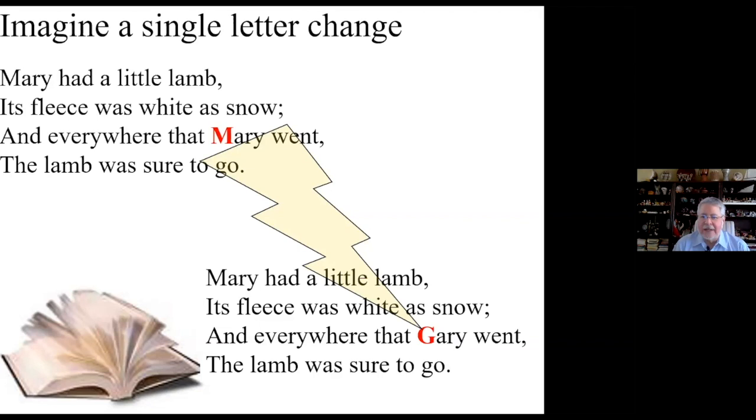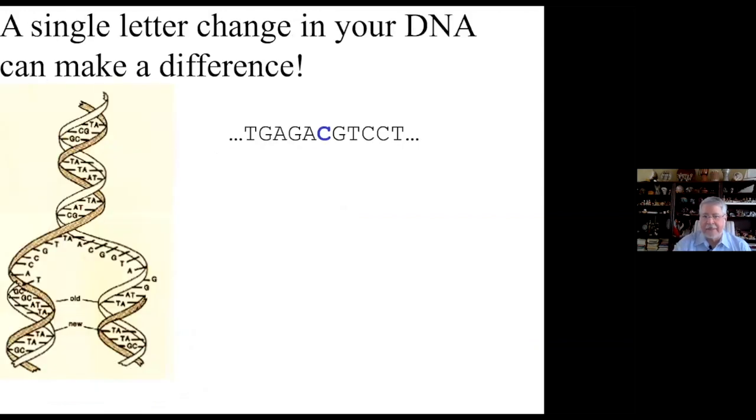If one of those letters, for example, the M in Mary, changes to a G, we now suddenly are not talking about Mary, we're talking about Gary. And this is a very different story. And the same thing happens with DNA. Sometimes differences in these letters make a very different outcome. So this is how we look at it.